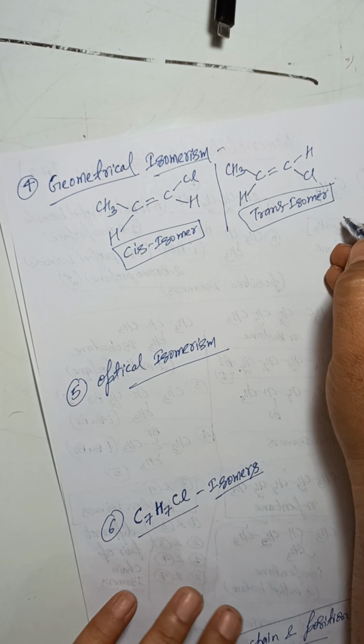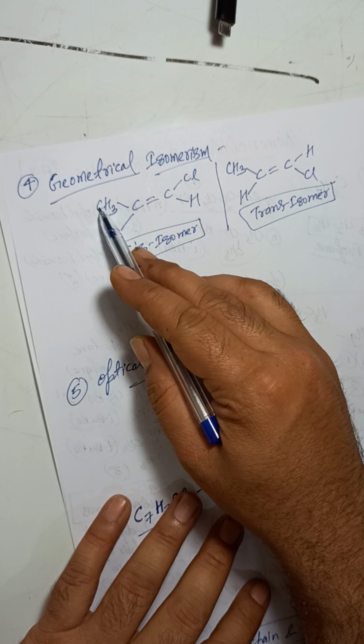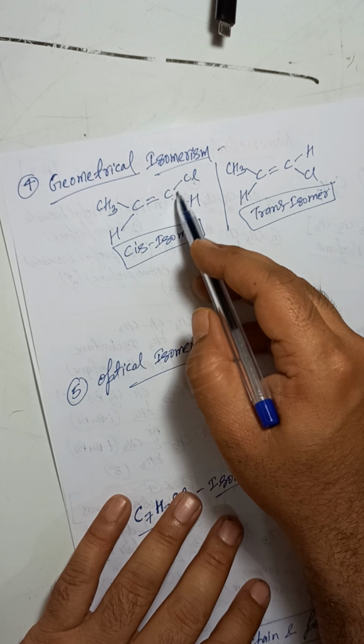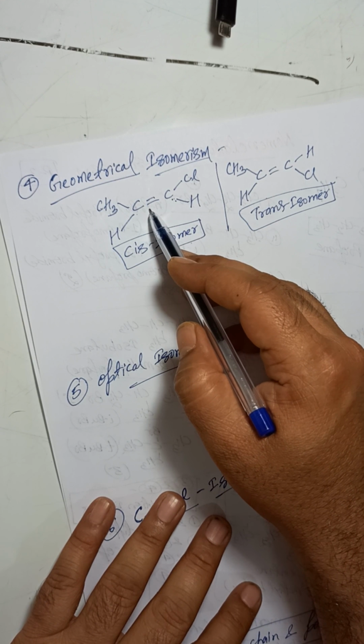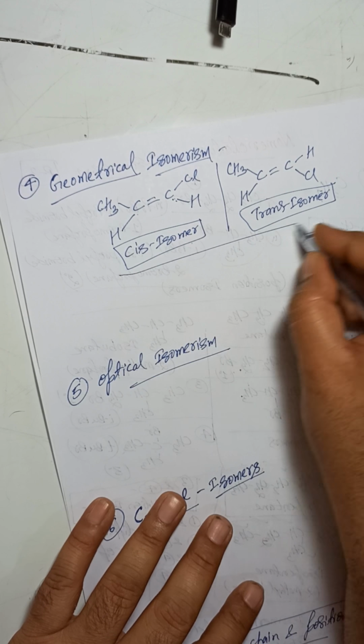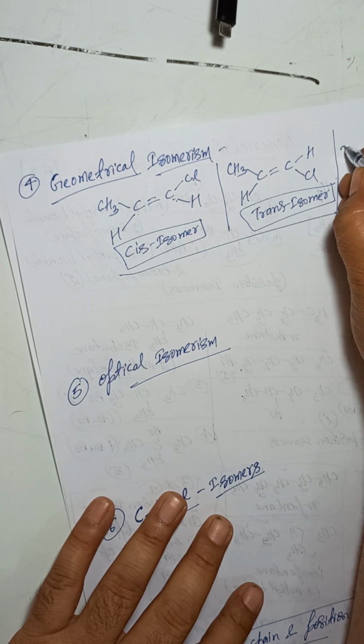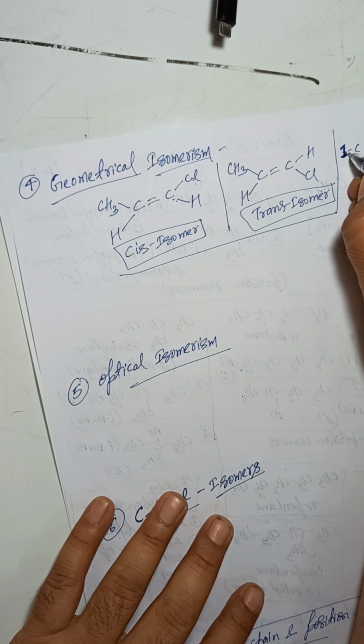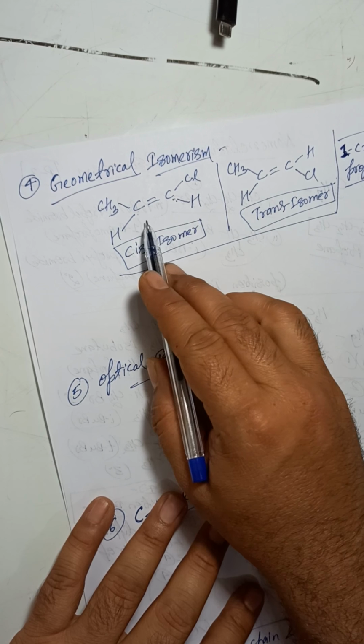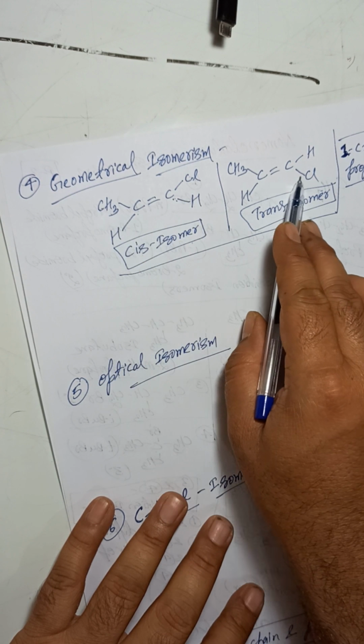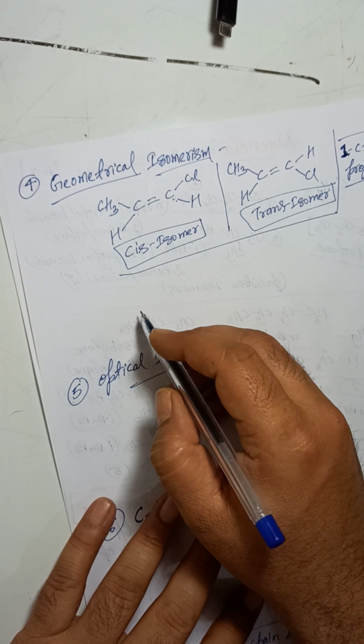This is the trans isomer. Okay, how many carbons are there? 1, 2, 3, and at one position there is Cl, and at one position there is H. So the name is 1-chloropropene. It has cis and trans isomers. 1-chloropropene: cis and trans isomers.